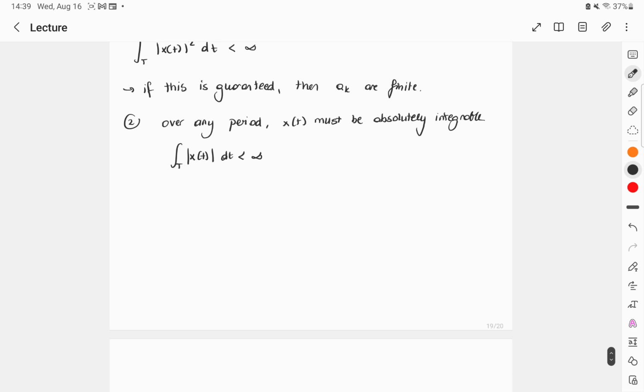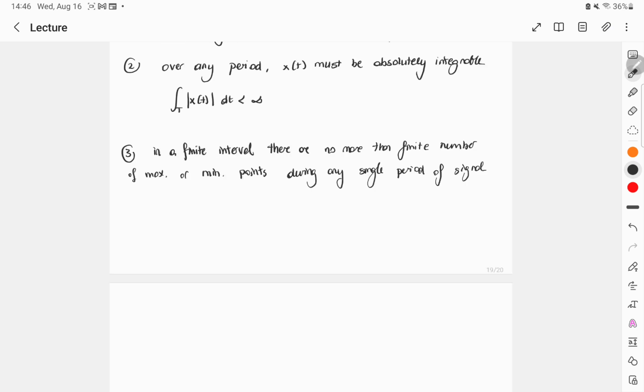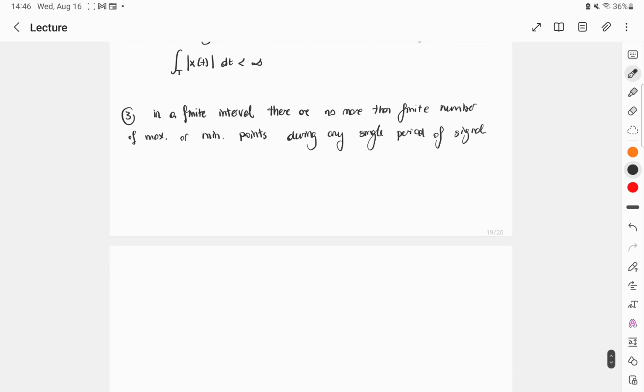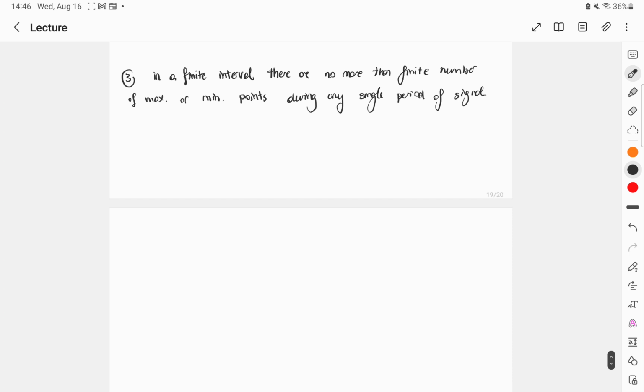Next condition is in a finite interval, there are no more than a finite number of maximum or minimum points during any single period of the signal. Don't worry, I will give examples for each one at the end. The next one is, in any finite interval of time, there are only a finite number of discontinuities. Let me write this too.